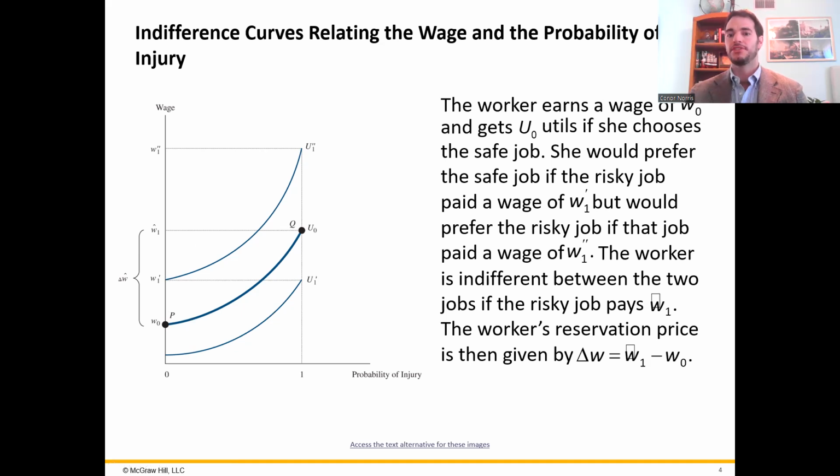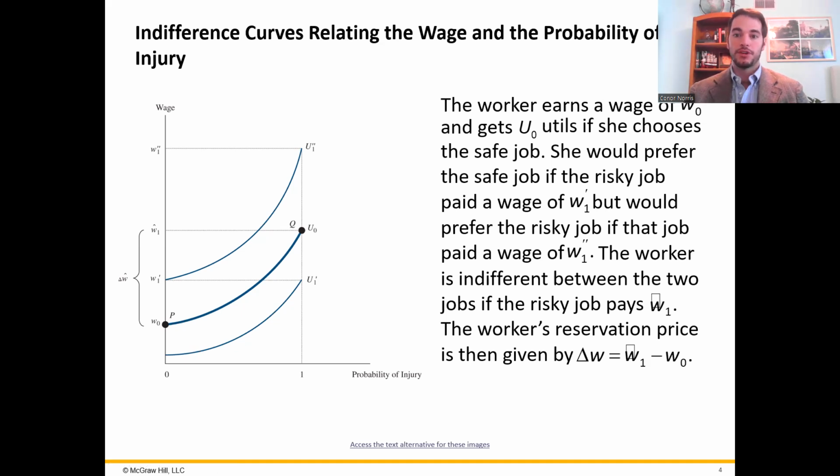So maybe 2 new businesses in town open up. One of them is safe, but it pays more than their old job, and one is risky, that also pays more than the old risky job. The worker in this case would be happy to take either job because they both lie in this higher indifference curve. That means that either option provides more utility than the previous one.